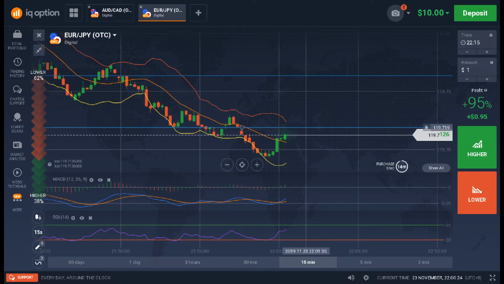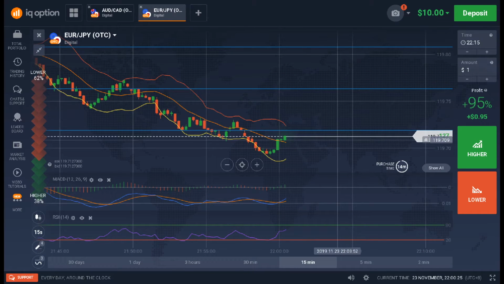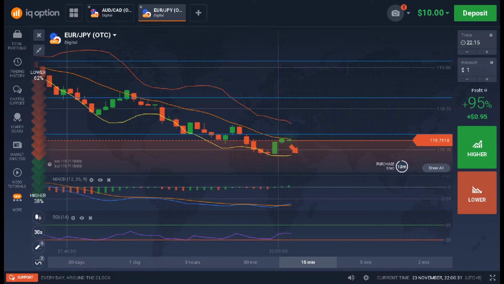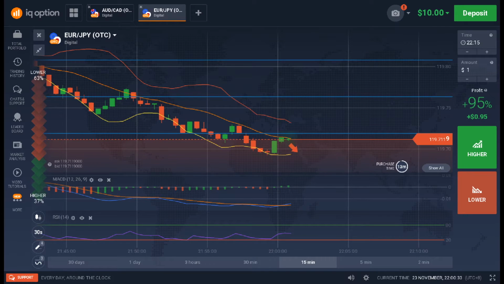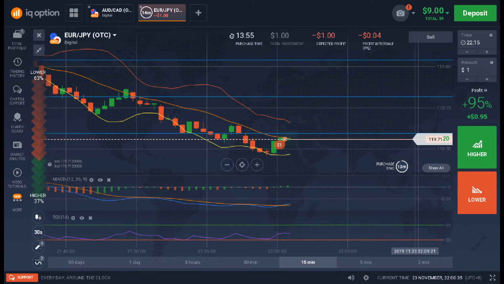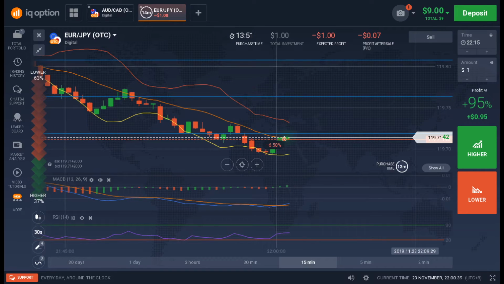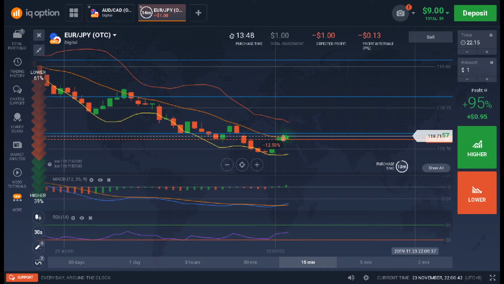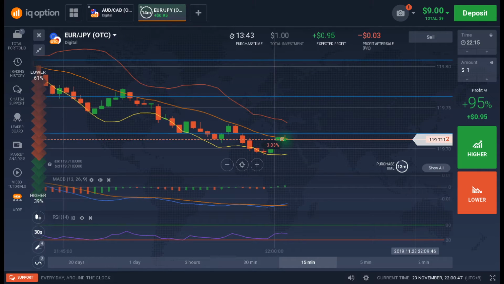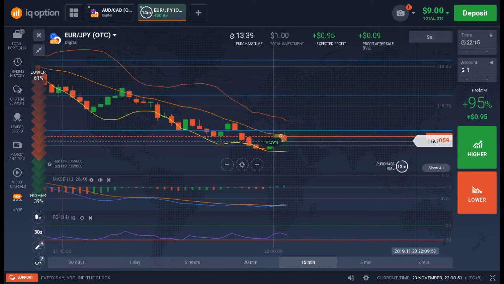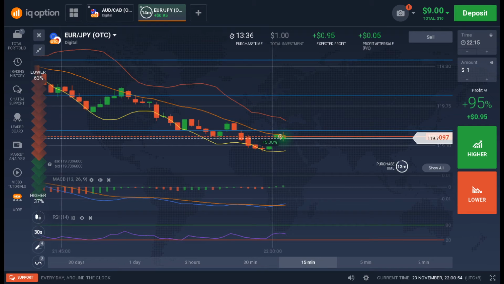If it touches this level, then maybe I could put a lower. Okay, let's have that. So we're betting on this price to go down, and at least there's 13 minutes before it closes down. So when you do this type of trading, you don't really have to wait for the entire time to finish. If you're happy with the gain, then you can click sell.